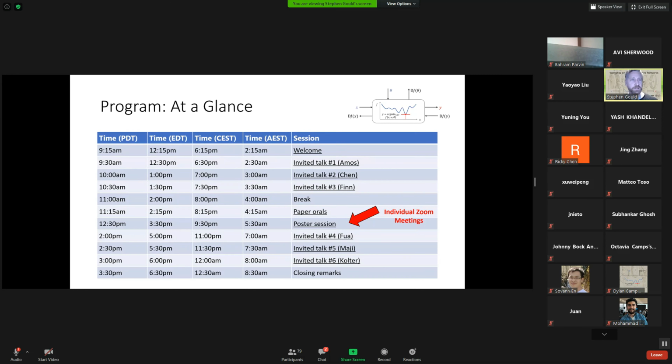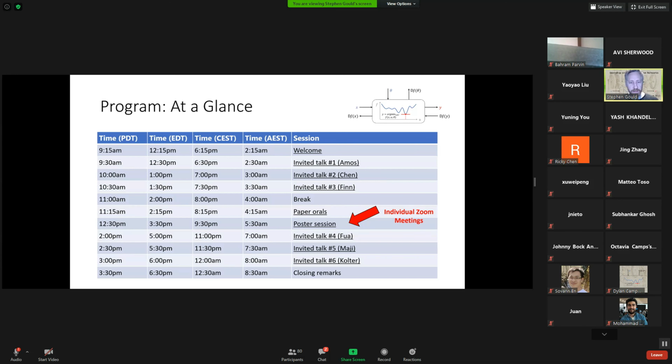If for some reason you've got a burning question and we don't notice it in the chat, there's a facility in Zoom where you can raise your hand. That should get our attention. As a last resort, you can always unmute your microphone and shout out your question.